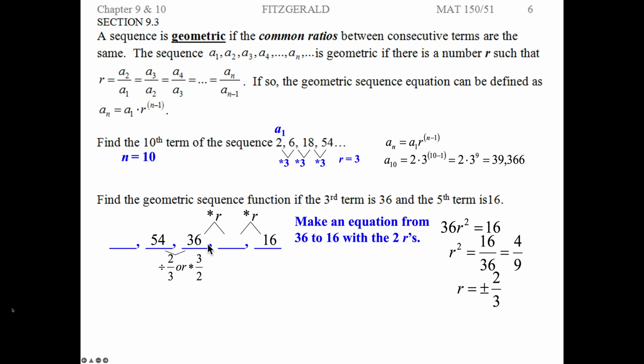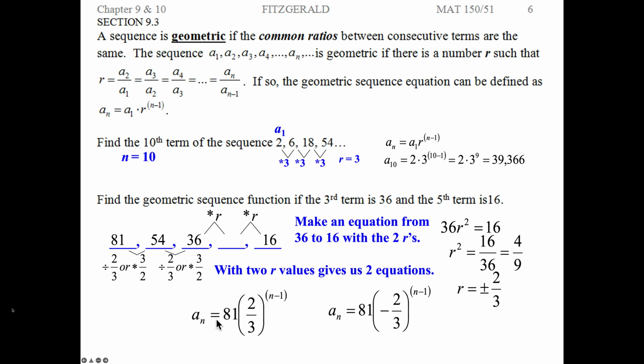So 2 goes into 36 18 times, times 3 is 54. Do that again to get to your first term. Either divide by 2/3 or multiply by the reciprocal, which is easier. 2 goes into 54 27 times. 27 times 3, 81. So there's my first term. So one equation will be a sub n equals 81 with a positive 2/3 in parentheses raised to the n minus 1 power. And the second one would be with a negative 2/3 in the parentheses.